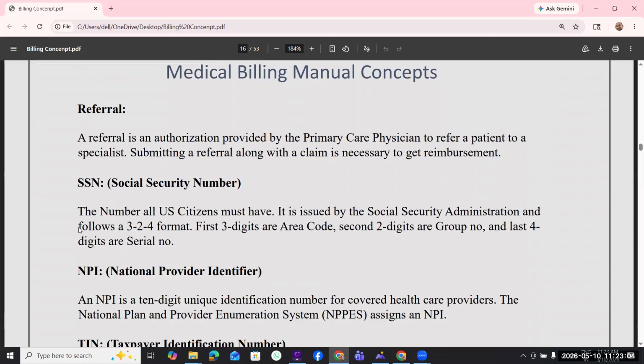The term referral. What is a referral? A referral is an authorization provided by the primary care physician to refer the patient to a specialist. Submitting a referral along with the claim is necessary to get reimbursement.